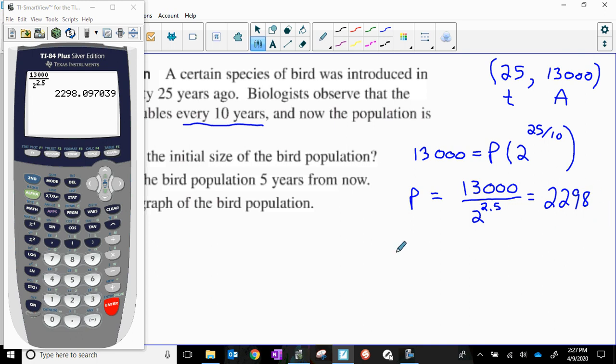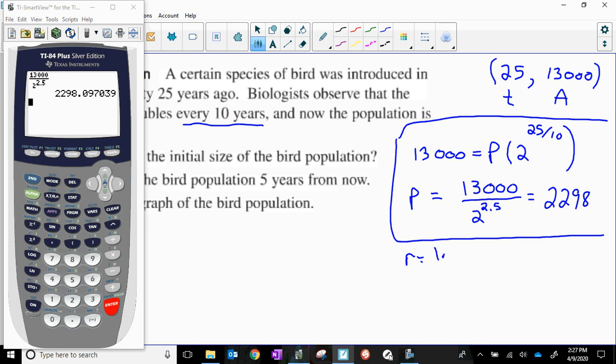If you wanted to, there's another way you could have done this with PERT. For those who like PERT, you could have used the rate as the natural log of 2 over 10, because it doubles every 10 years. So then your formula would have been A, which is 13,000, equals P, which we're looking for, times e raised to the natural log of 2 over 10 times 25 years.